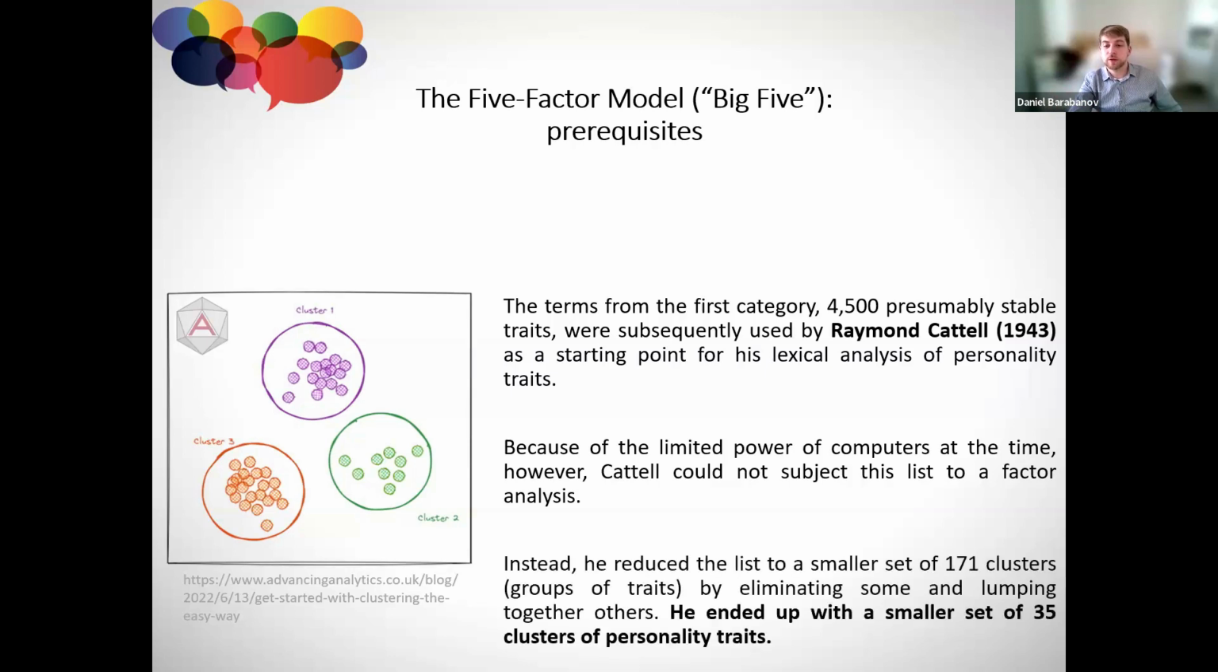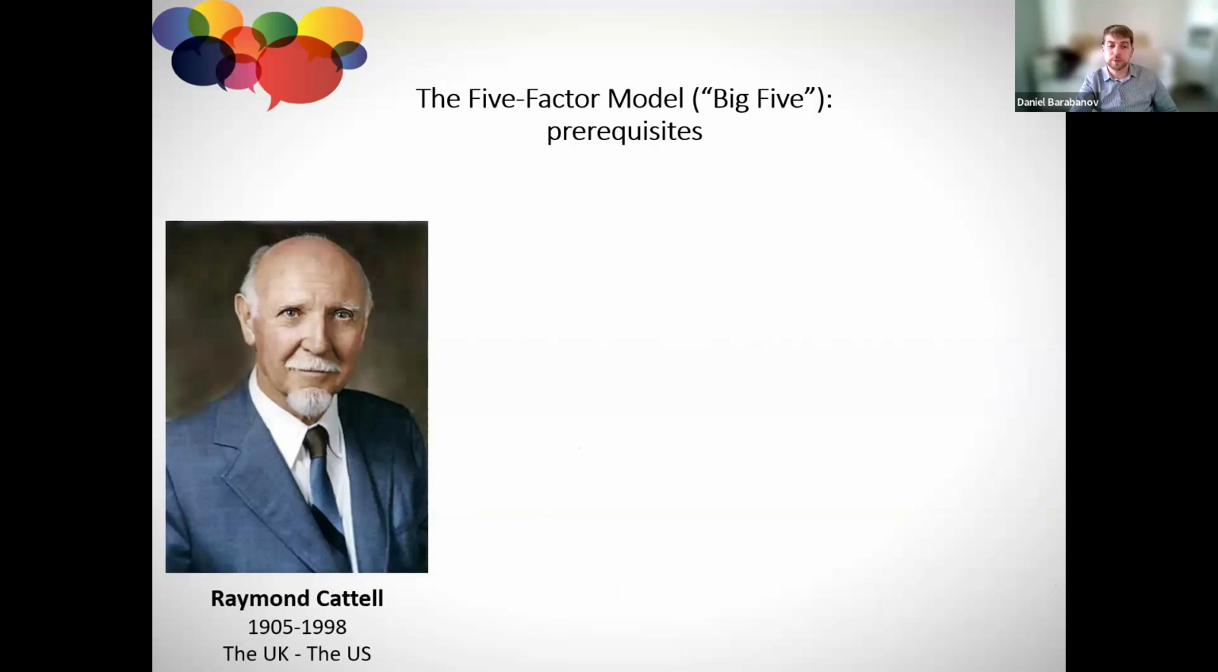So instead, he reduced the list to a smaller set of 171 clusters, or groups of traits, by eliminating some and lumping together others. Basically, he tried to combine them manually, making it possible to calculate statistically at a later point of his research. He ended up with a smaller set of 35 clusters of personality traits, so it was more manageable.